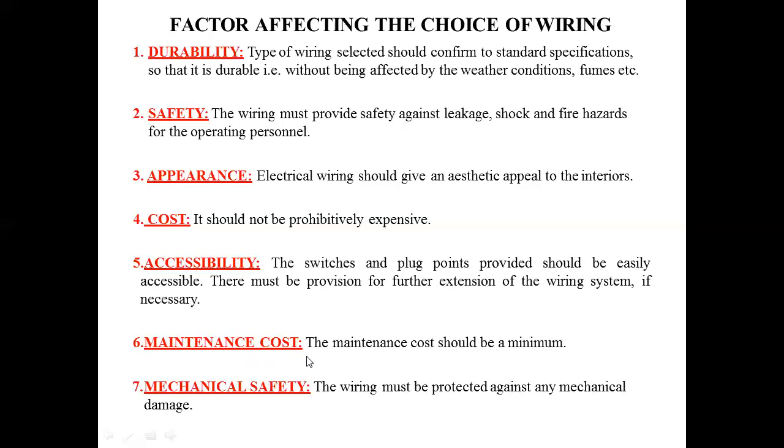Maintenance cost. Maintenance cost should be minimum as much as possible. And mechanical safety means the wiring must be protected against mechanical damage. So these seven parameters are important for the selection of any type of wiring.